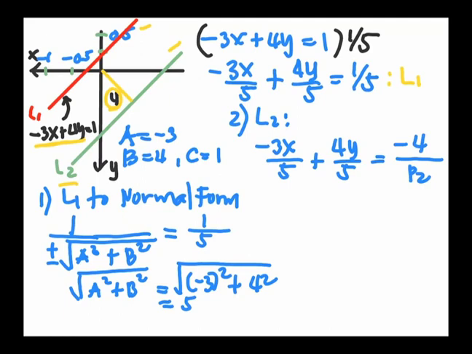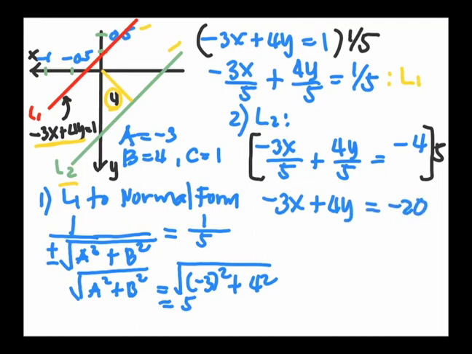Okay, so we can now multiply the entire equation. Of course, this P2 is not here, right? So to eliminate the denominators and to simplify, we can multiply the entire equation by the LCM of the denominators, which is 5, right? So we'll now have negative 3x plus 4y is equal to negative 20. This is now the equation of line L2. This line L2 here, colored green.